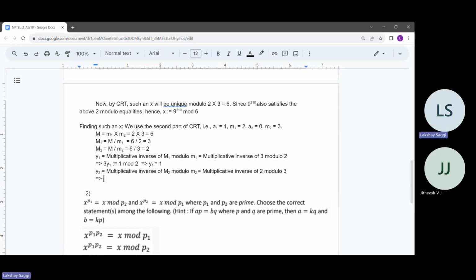This implies we need to find y2 such that 2y2 is congruent to 1 mod 3. And we can easily see again here, either you can apply the whole extended Euclidean GCD to find the multiplicative inverse, or you can just see that y2 equal to 2 will satisfy, because if we put y2 equal to 2, this side will be 4, and 4 is 1 mod 3. So from here we get y2 equals 2.